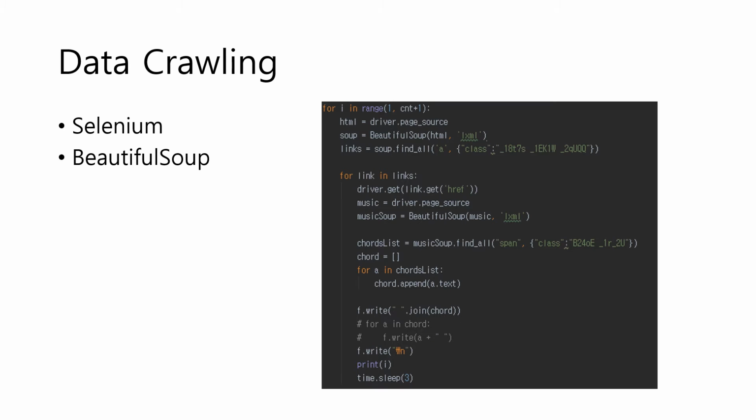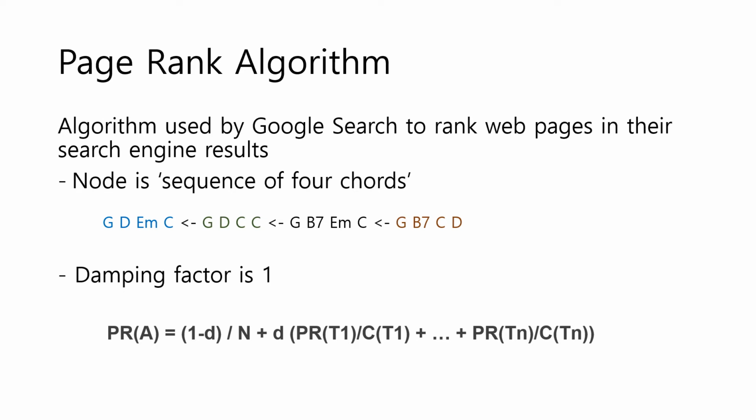We used Selenium and Beautiful Soup for data crawling. It automatically reads through the pages and gets the data of song chords. We implemented the PageRank algorithm but modified some parameters.